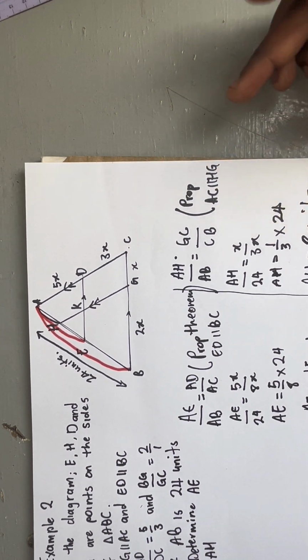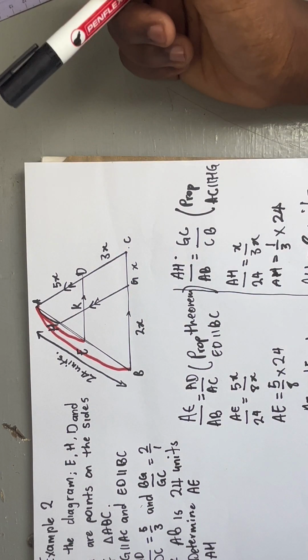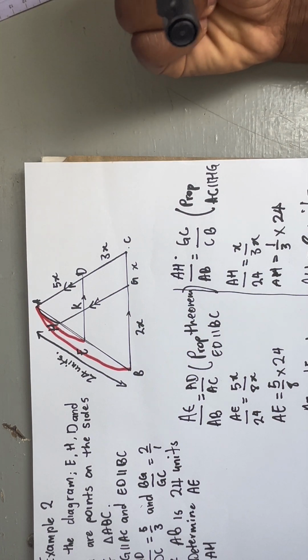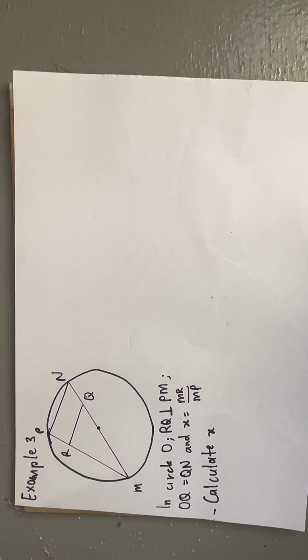So basically, this is how you approach this question. You just check which sides are in proportion with the other ones, and always use the side that consists of maximum information. And then now we are going to look at our third example on proportionality.